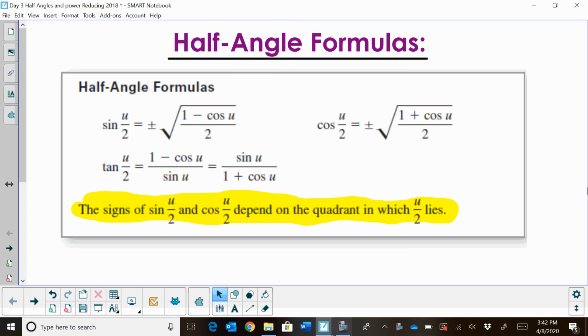Hi, welcome to MooMooMath. Today we're going to learn how to use half-angle formulas. So the first section, we're just going to learn where they come from, how to evaluate, and the second part, we're going to learn how to solve.